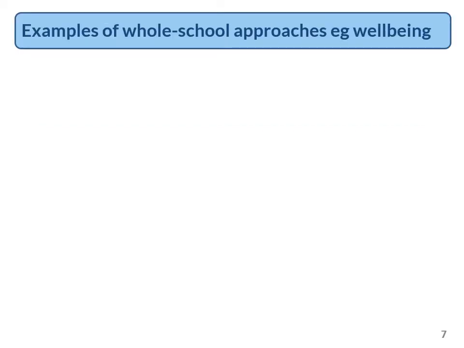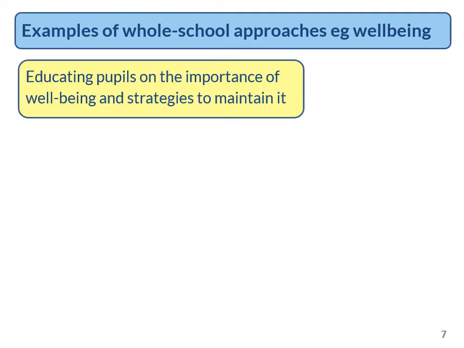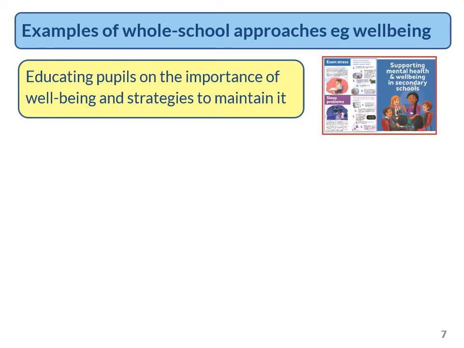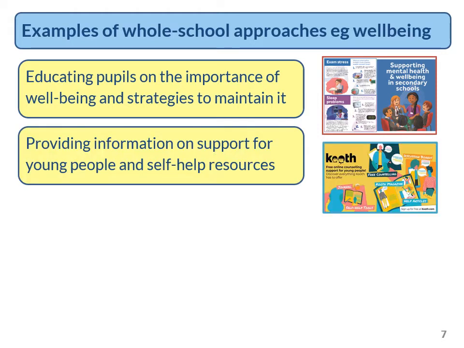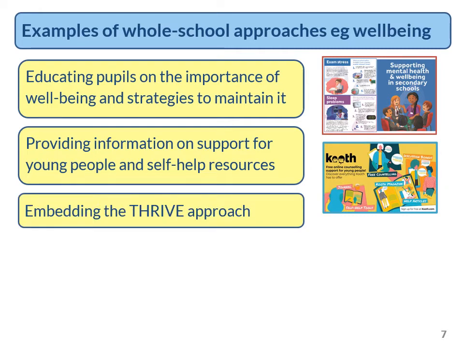If we consider pupil well-being, examples of whole school approaches for supporting this could include educating pupils on the importance of their own well-being and exploring strategies to maintain it. Schools could provide information on support for young people and self-help resources. Schools could embed the Thrive approach, which aims to give staff the knowledge, skills and tools to support social and emotional well-being, focusing on the relationship with a child or young person.